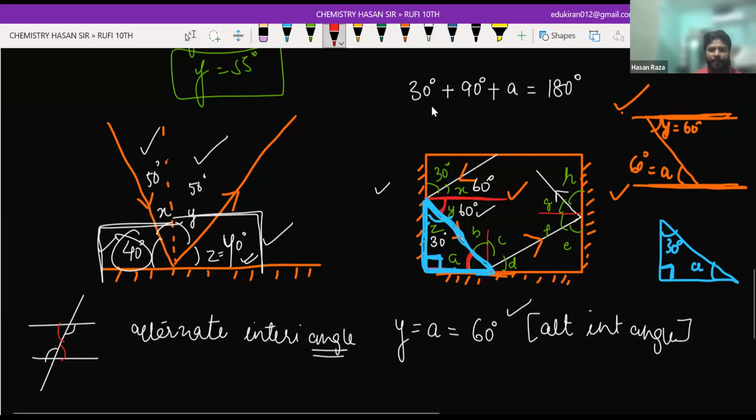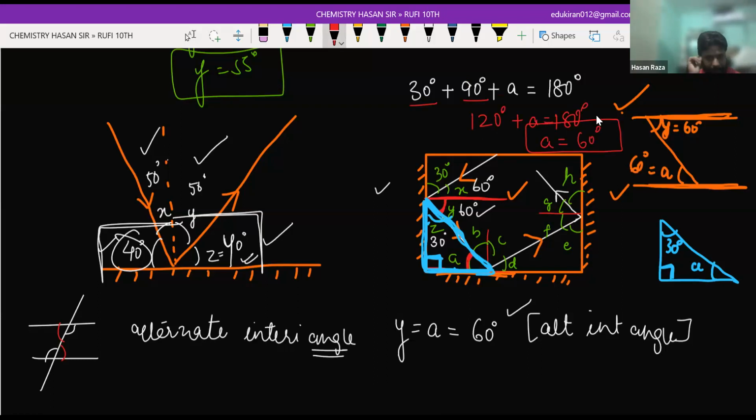Yes or no? So this 120 degree plus 90 degree plus A is equal to 180 degree. So if you calculate A, it will be 60 degree. Are you getting my point? Yes. Okay, how about angle D? We will talk about angle D. Are you able to understand this? Yeah, I understood.